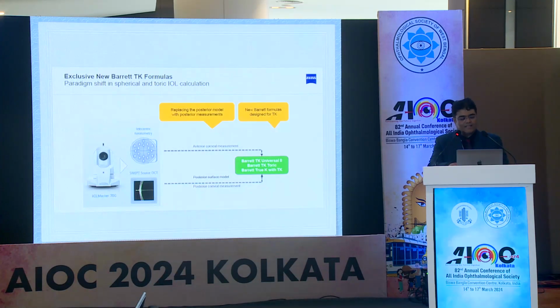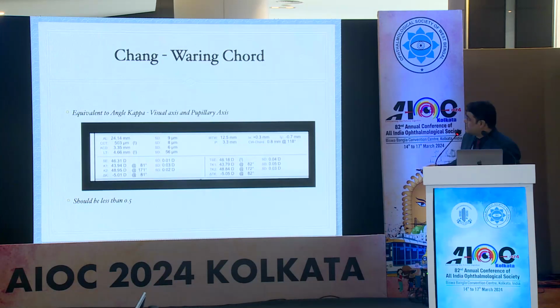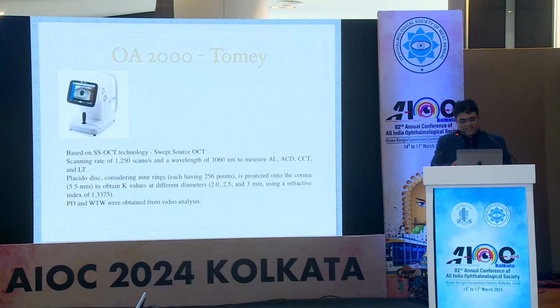Another thing which it has incorporated is the Chang varying chord, which is equivalent to angle kappa, the distance between the visual axis and the pupillary axis. So if you see here, it gives the Chang varying chord as 0.8 millimeters. For all surgeons who love to do trifocal lenses, these are preferred if it is less than 0.5. So it straight away gives these readings.